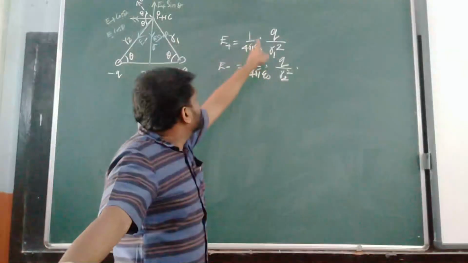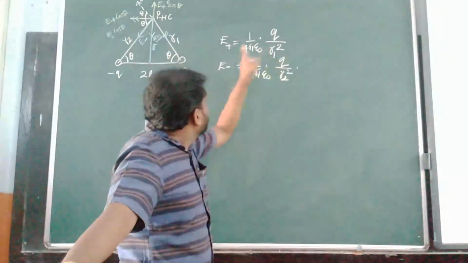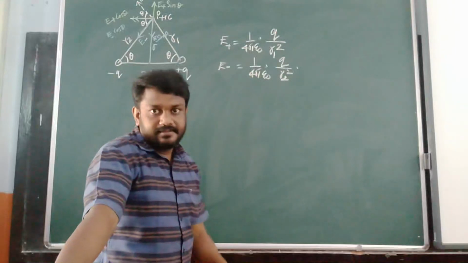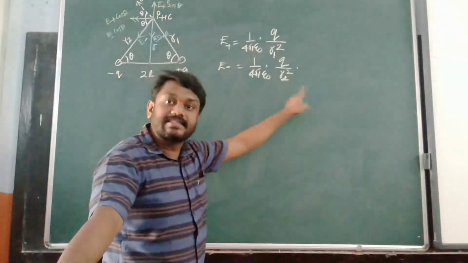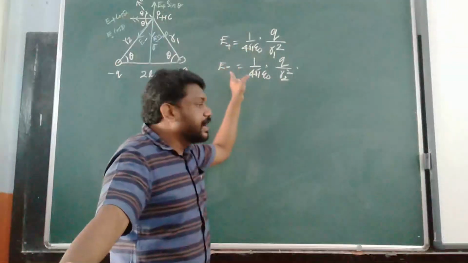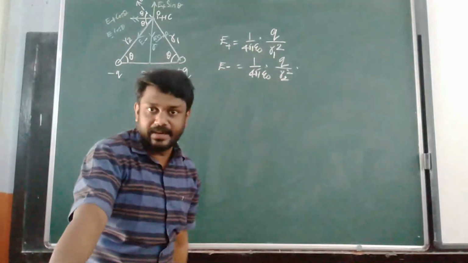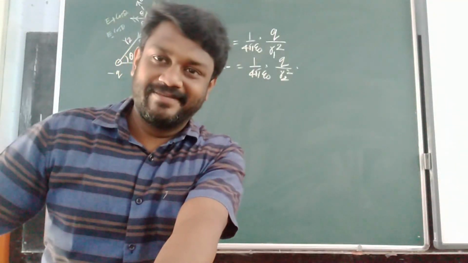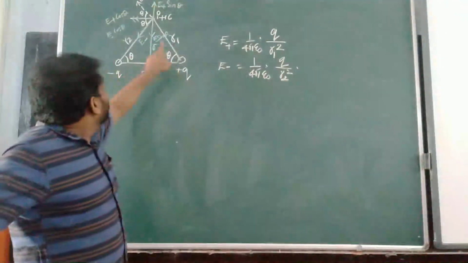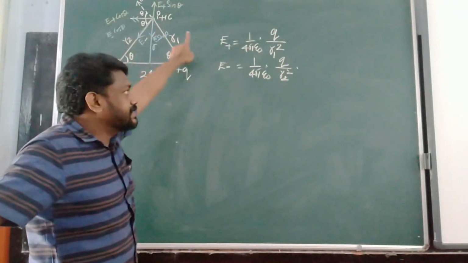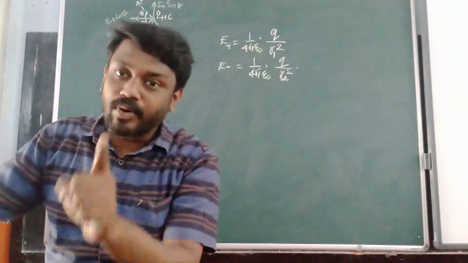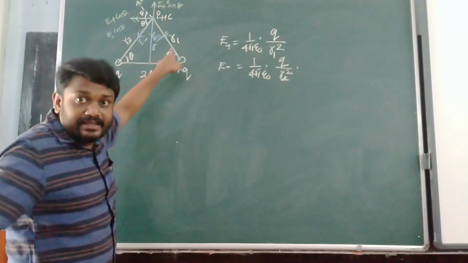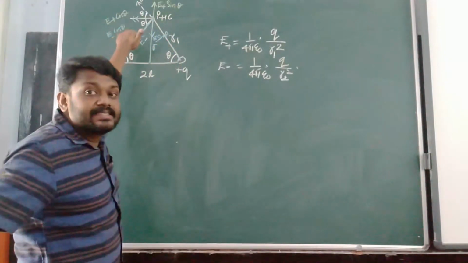E plus is equal to 1 by 4 pi epsilon 0 q divided by r1 square, and E minus is equal to 1 by 4 pi epsilon 0 q divided by r2 square. r1 and r2 are the same, which means E plus and E minus are equal in magnitude. Are you getting it? Since they have the same magnitude, their components also have the same magnitude, which means E plus sin theta is equal to E minus sin theta, and E plus cos theta is equal to E minus cos theta.